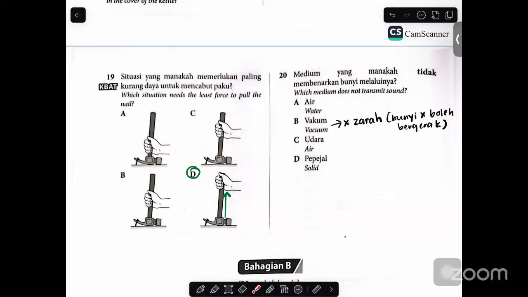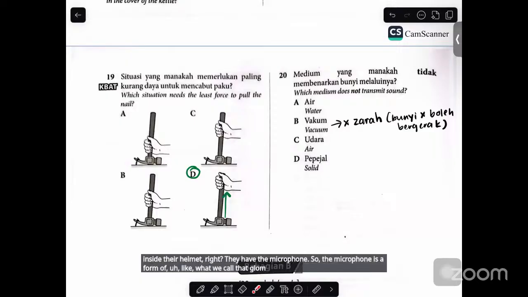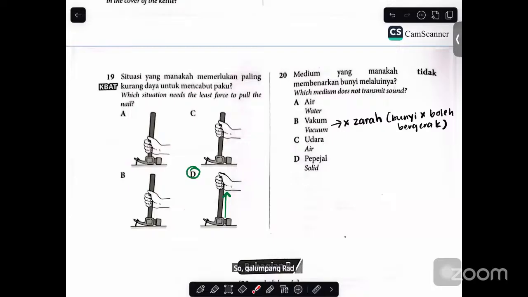Kalau angkasawan cakap dengan angkasawan dekat space, tak dengar lah. They use radio system. Okay, di dalam helmet tu, inside their helmet, right, they have the microphone. So the microphone is a form of like what we call that gelombang radio. So gelombang radio can travel through vacuum. Okay? Gelombang radio can travel through vacuum, not apa ni? Not bunyi.